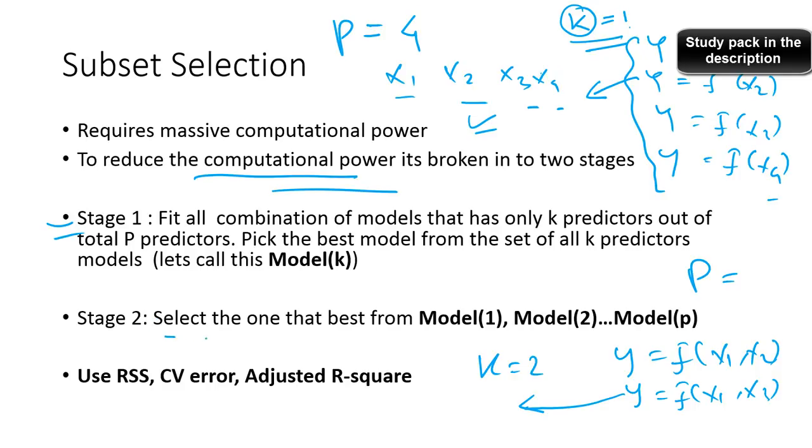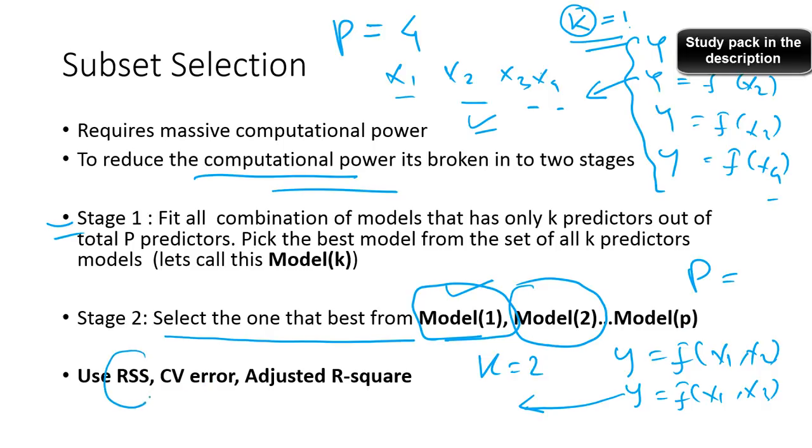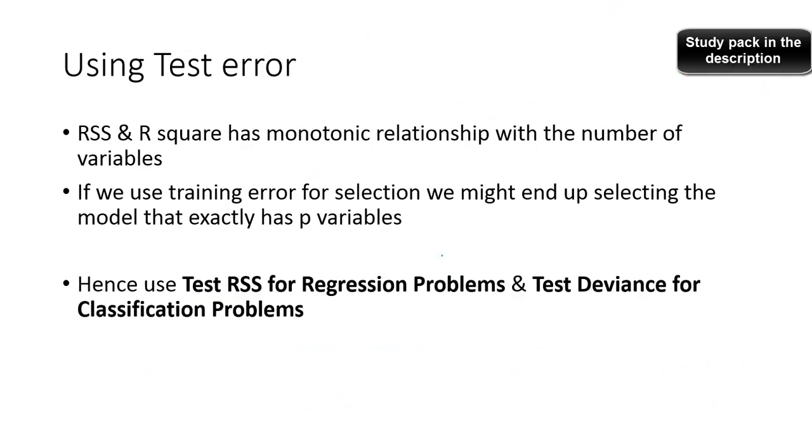In the second stage, select the one that is best out of these. So when k equal to 1, you have one model that is best out of this group. When k equal to 2, you have one model that is best out of this group. And for p variables, you will have p such best models. Select the best out of it. How do you select the second stage models? Just use one of these metrics, whether it's RSS in the case of a regression model, cross validation error, or adjusted R square. You can use any one of these metrics to find the best one, and it will be more clear when you take an example.